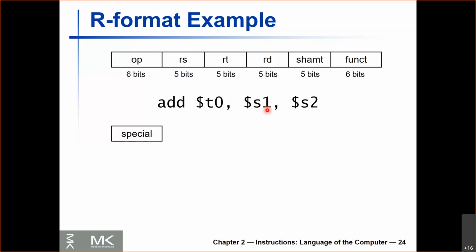The first source register, S1, is going to go in the RS field. The second source register, S2, will go in the RT field. My destination register is T0, so T0 is going to go in RD. What about the shift amount? Do I do any shifting when I do add?